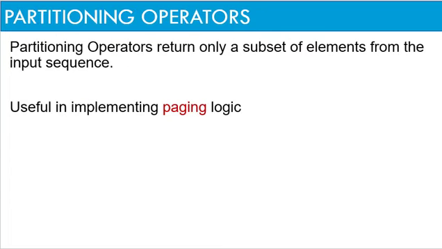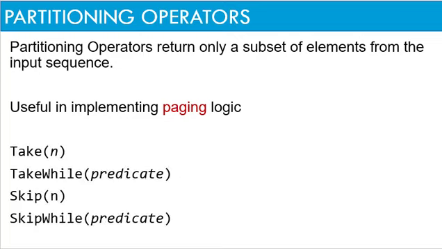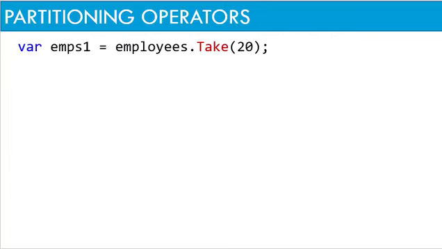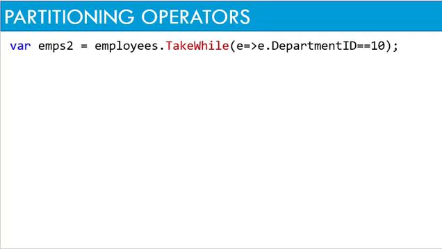Now let us see partitioning operators. These operators return only a subset of elements from the input sequence, and these are useful in implementing paging logic. These operators are take, take while, skip, and skip while. Here, take operator is applied on employees collection and 20 is passed as parameter. So it will take the top 20 elements from the input sequence.